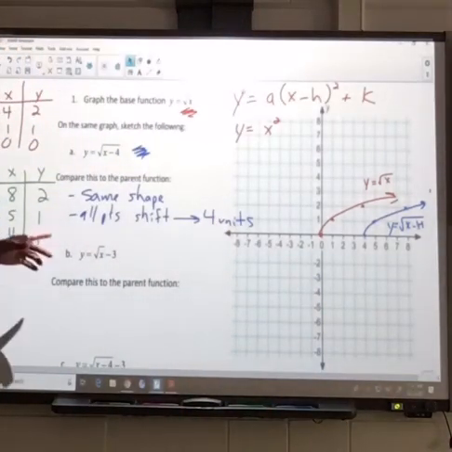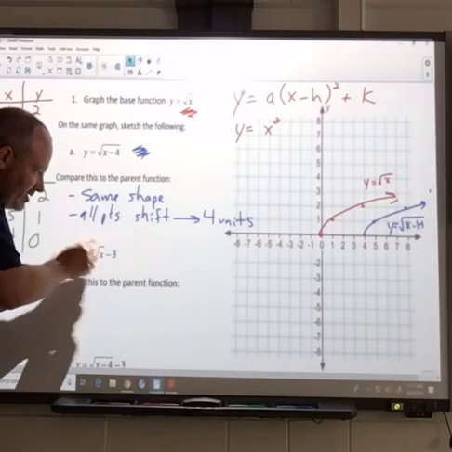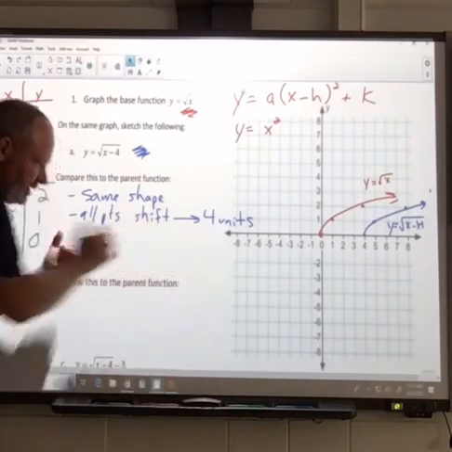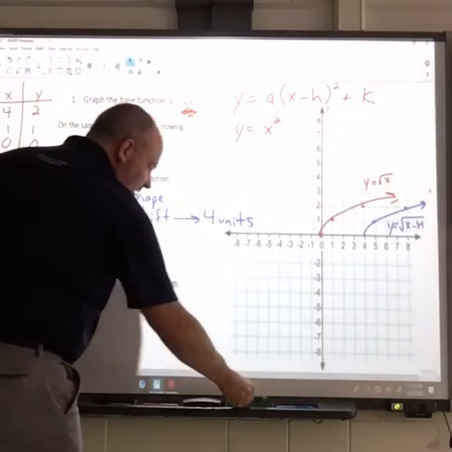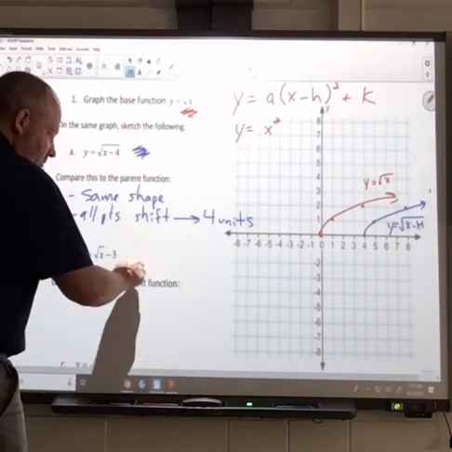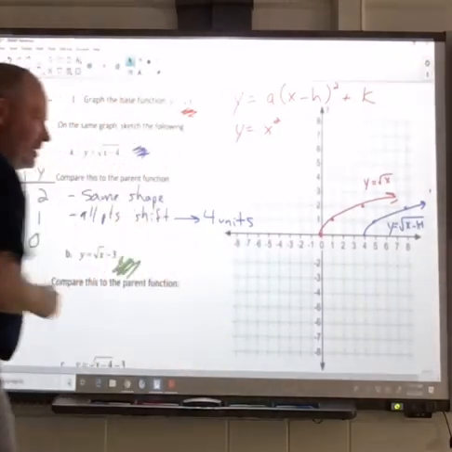Now the next one we want to do is y equals root x minus 3, but the minus 3 is on the outside. So see if you can think about what that effect would be based on what you remember from last year. I'm going to do this guy in green.